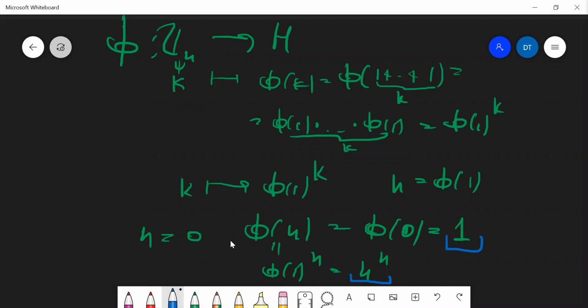So here I explained two things. The thing number one is that if you are given a homomorphism, then it's of the form k goes to h to the power of k. And the second part was that the element h, which is here, also satisfies this additional condition that h to the power of n must be 1 inside the group H.